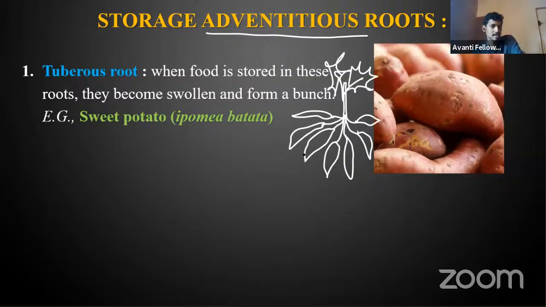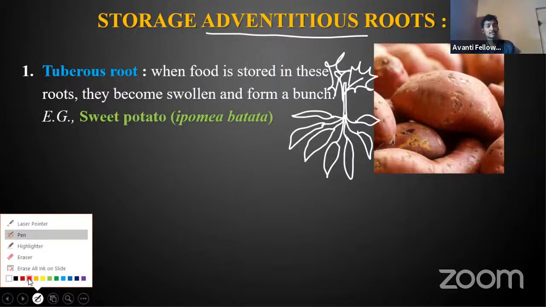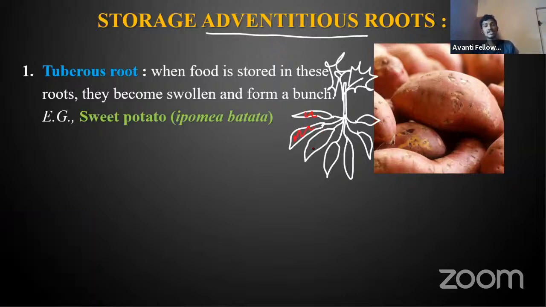Correct. Sir, are all halophytes pneumatophores? Yes, most of the halophytes have pneumatophores. Exactly. So what happens here? The tuberous roots are multiple within a single plant because they are produced from a fibrous root or adventitious root, not from the tap root. If it's a tap root, you can only find one sweet potato, but it is not a tap root. That's why you can find multiple sweet potatoes in a single plant.